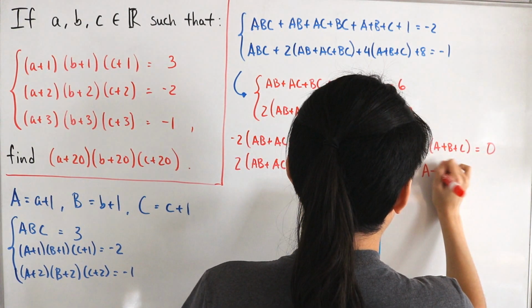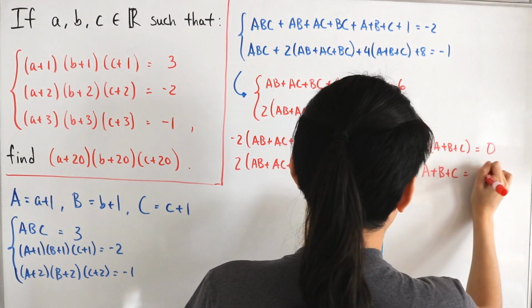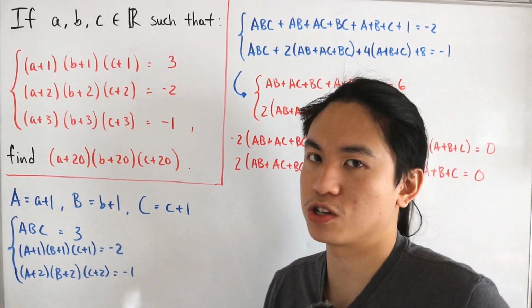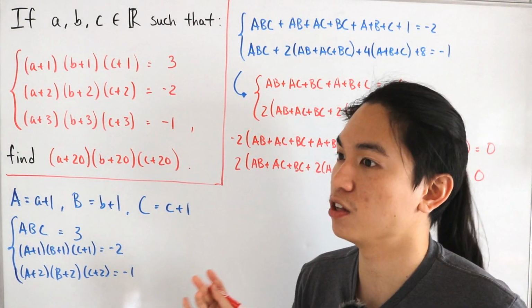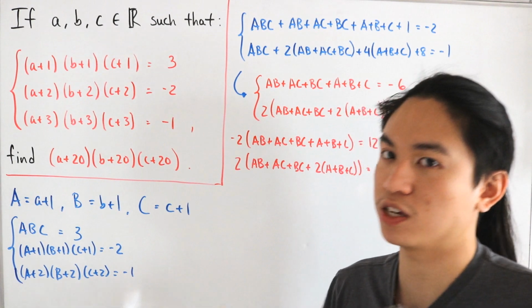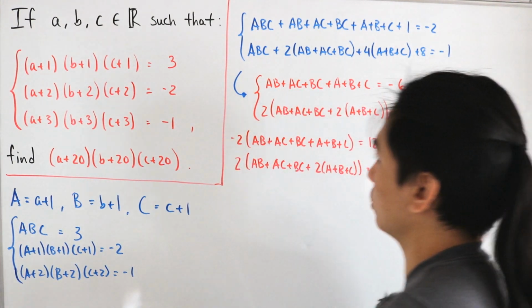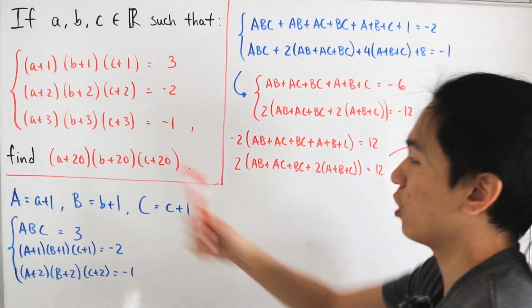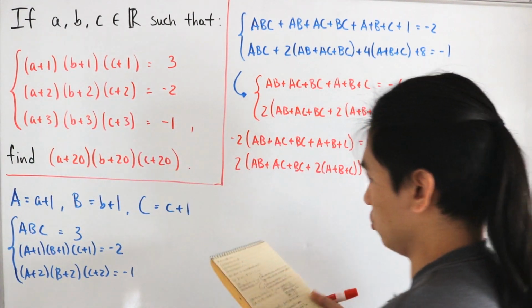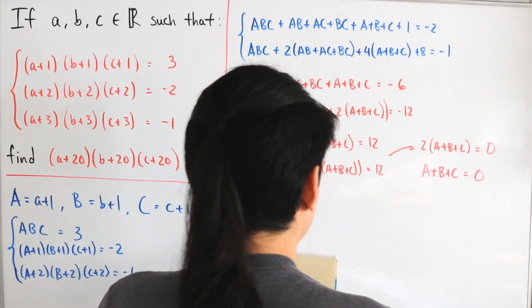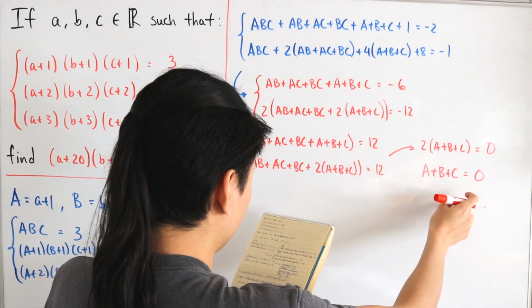Then we know that A + B + C is equal to 0. So we don't necessarily have to solve for the individual variables themselves. Sometimes you have to get a little bit creative when you're solving these systems of equations, and that's really one of the goals in order to find the value we want to solve for. So A + B + C is equal to 0.